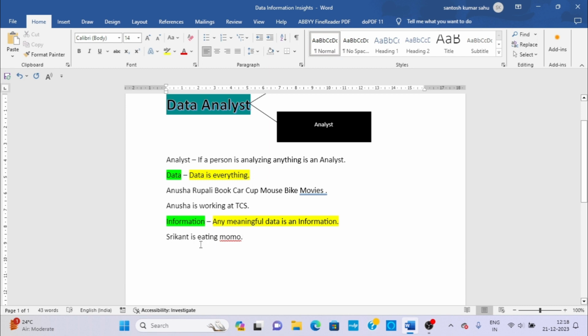As you can see, we have a combination of four data. One is Srikant, then is, eating, momo. With the combination of all this data, we get an overall idea from this sentence. It means we can get some information related to Srikant, that what Srikant is doing: Srikant is eating momo. From this example, now we are going to discuss the next part. What is insight?